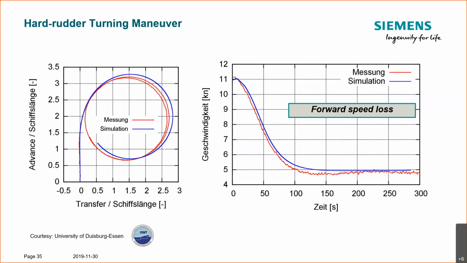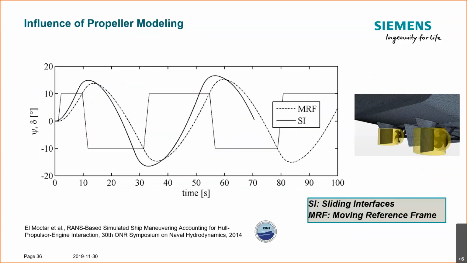Both advance and transfer and the trajectories were fairly spot on, and the drop in forward speed as well. Yaw rate and drift angle showed a similar magnitude of difference, as you can see here. So apparently we need to talk about costs, because we don't need to do all the modeling and parameter identification effort if we can resort to something as great as this. But what is the actual cost involved, and what are the little nuances we have to consider when doing direct CFD maneuvering simulation? So let's look at the influence of propeller modeling.